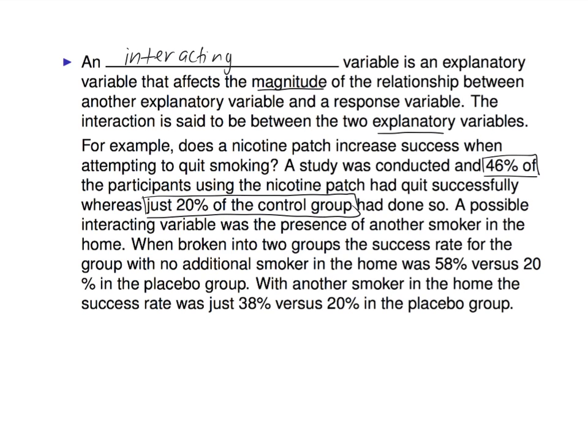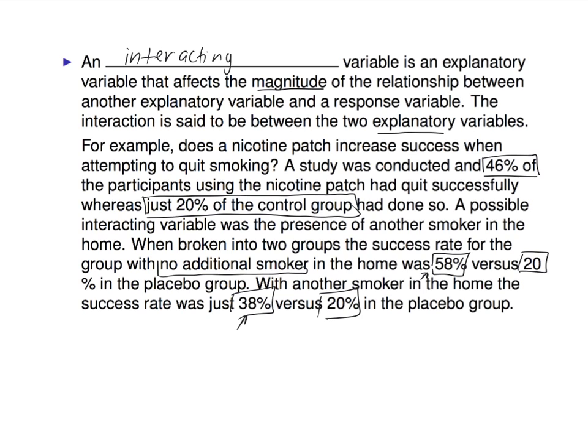When you broke that into two groups, there was the group where there was a smoker in the home and a group where there was not. Having no smoker in the house, that was a 58% success rate versus that 20%. And with another smoker in the house, it was just 38% versus 20%. So do you see how that smoker in the house affected how large the response was in terms of success? So that's an example of an interacting variable.